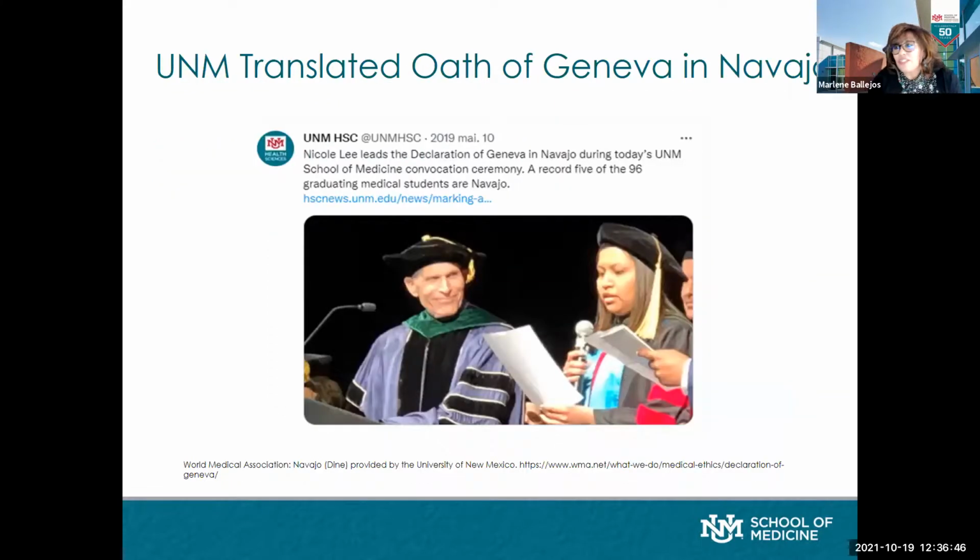One of our medical students in this photo leads the Oath of Geneva in Navajo during one of our convocation ceremonies. All of our Navajo students join in, and UNM actually translated the Oath of Geneva into Navajo and posted it to the World Medical Association, where it was accepted.